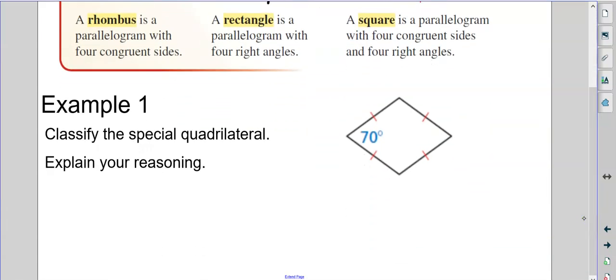All right, let's look at this one. Well, since we know this is 70, we know this is 70 over here. And therefore, we don't have right angles, so it can't be a square or a rectangle, but it does have 4 equal sides, so that makes this a rhombus.